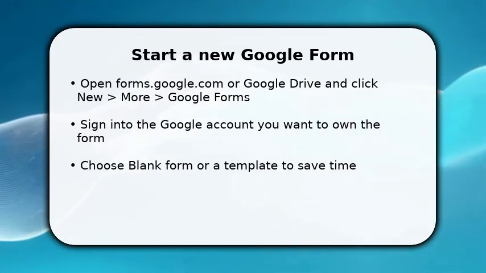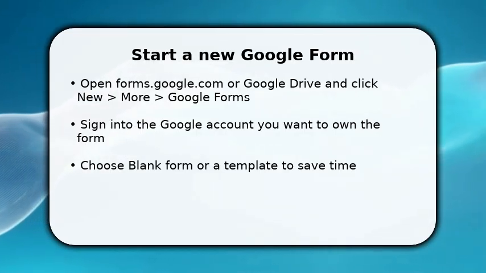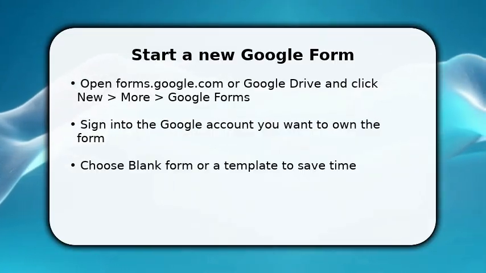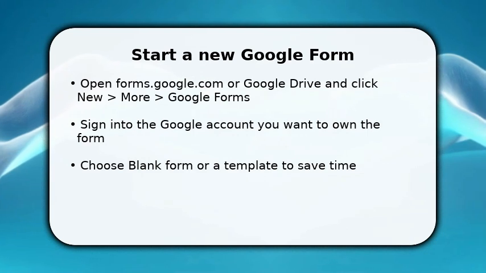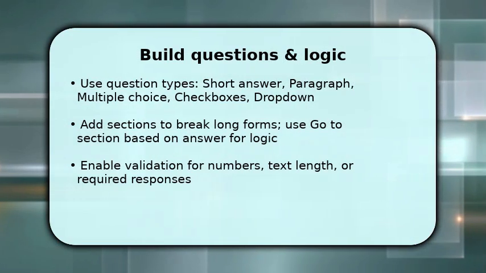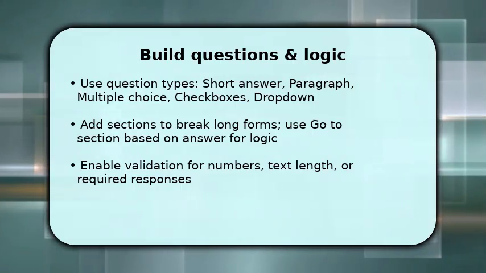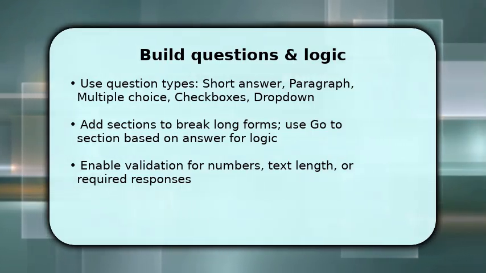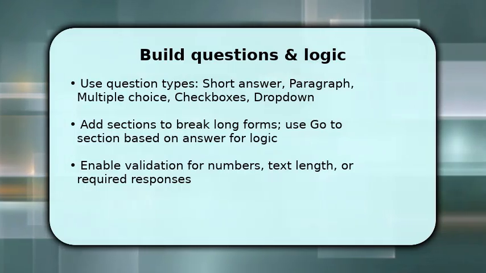Next, add your first question using the plus button, choose type and required toggle. These first steps establish structure and ownership before adding content. Now you'll expand the form, add diverse question types to capture the right data, and vary required settings. Once a set of related questions exists, insert sections to organize and control flow.